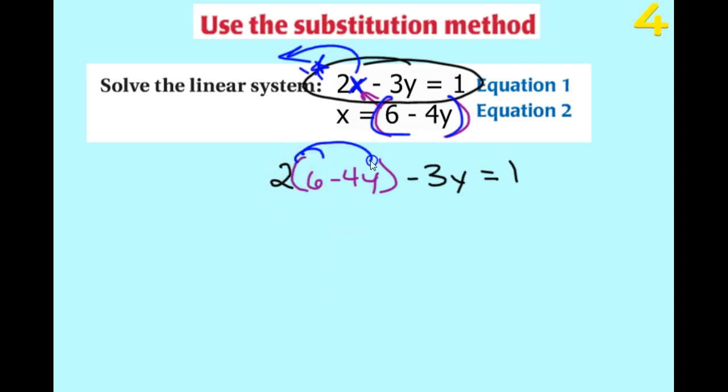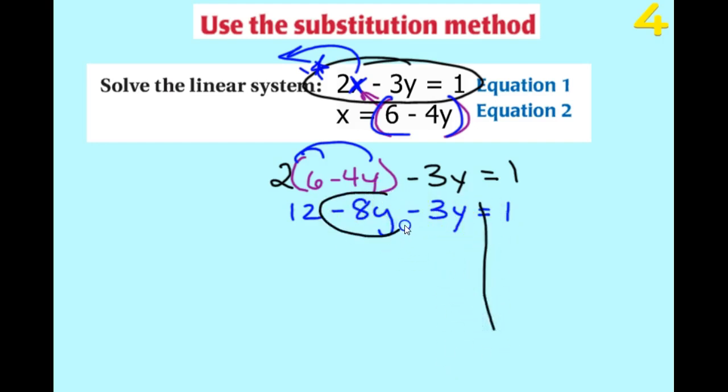So let's distribute. 6 times 2 is 12. 2 times negative 4 is negative 8y. And then get the y's together. Negative 8y, negative 3y, they're all negatives. Don't forget that negative. So that's negative 11y. And then we have the 12 over there.